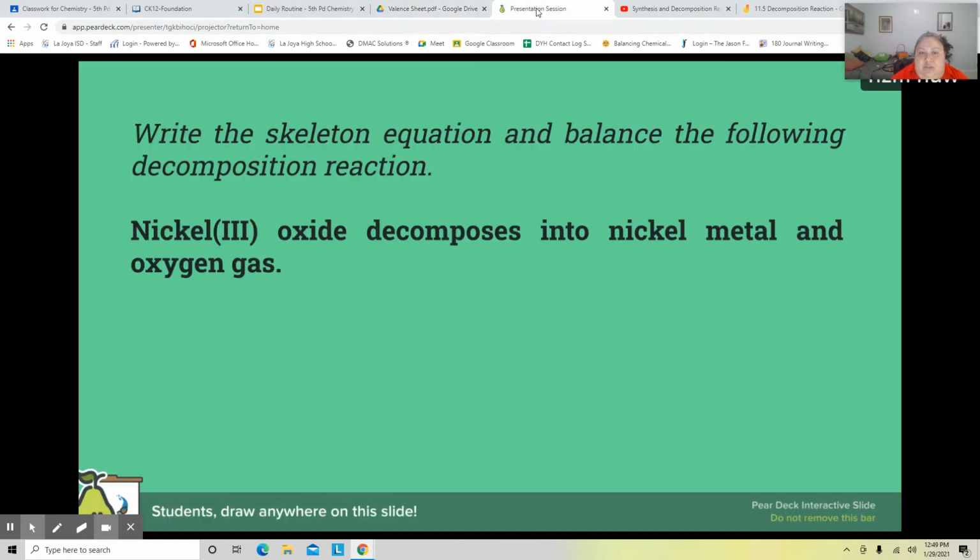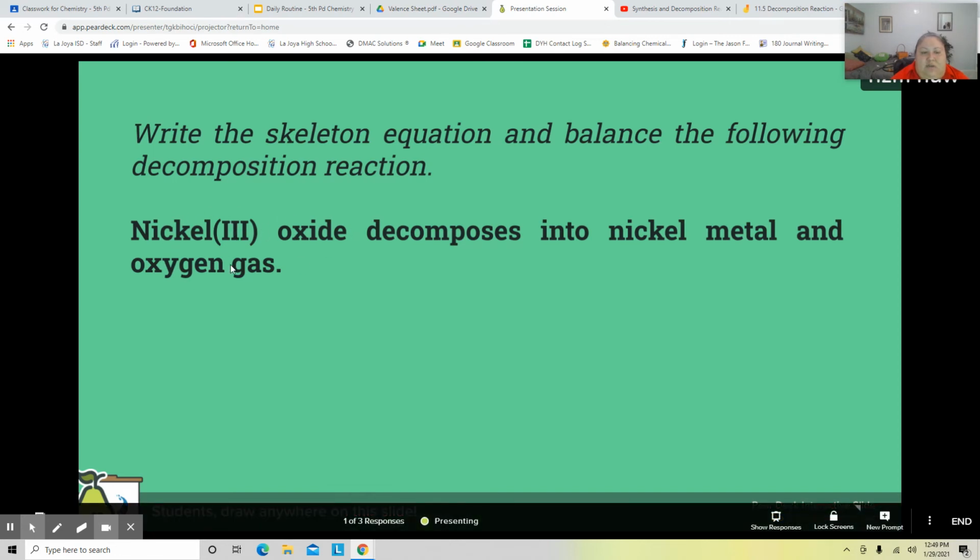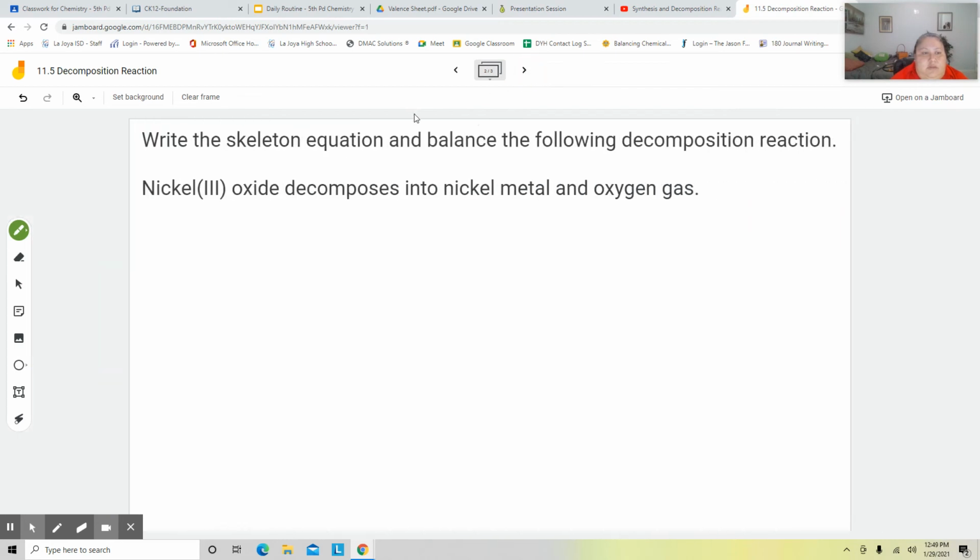Which one are we dealing with when you see nickel 3 oxide? What's my charge? +2 or +3? What's my charge for nickel? I know the symbol. Let me do another color. I know the symbol is Ni, but very good. It's a +3. Why? Because of the Roman number. Everybody sees that Roman number? The Roman number helps us determine that we are dealing with nickel with a +3 charge.